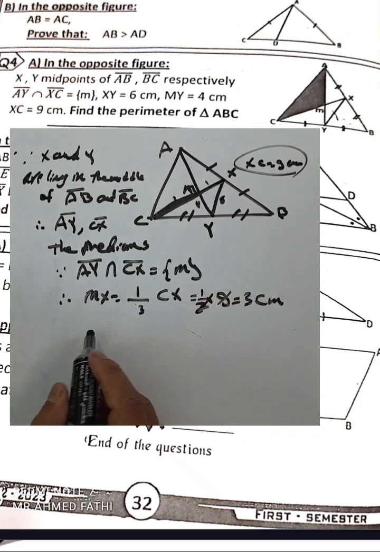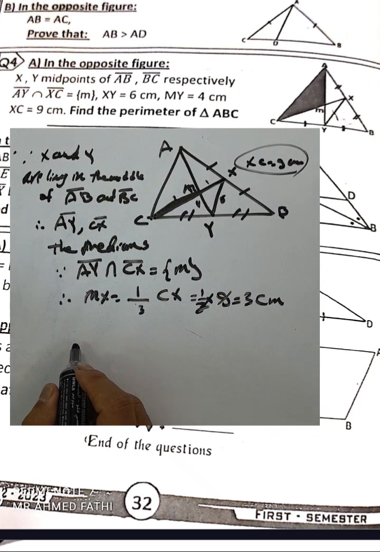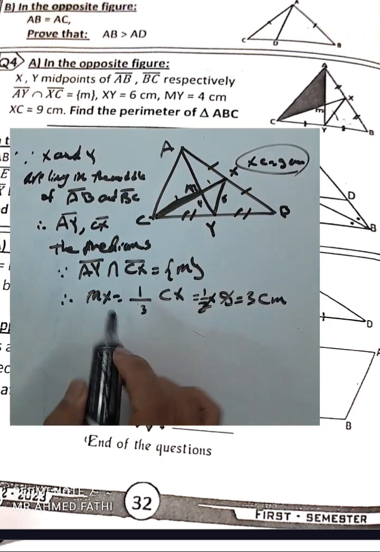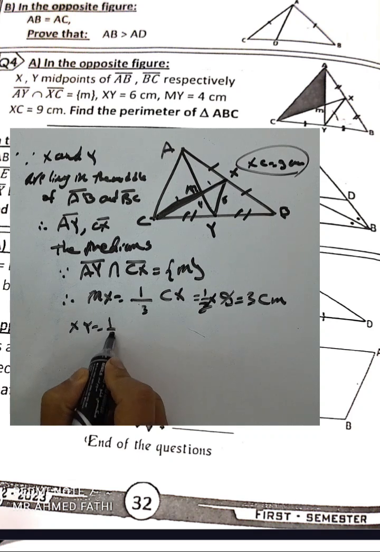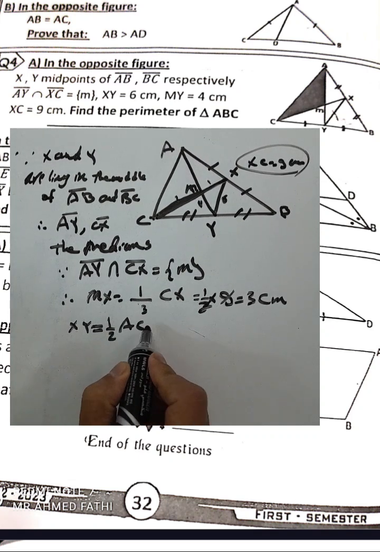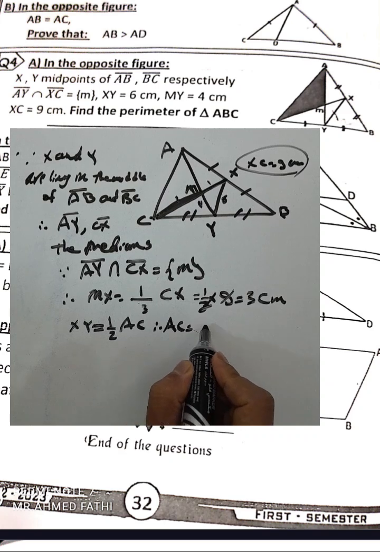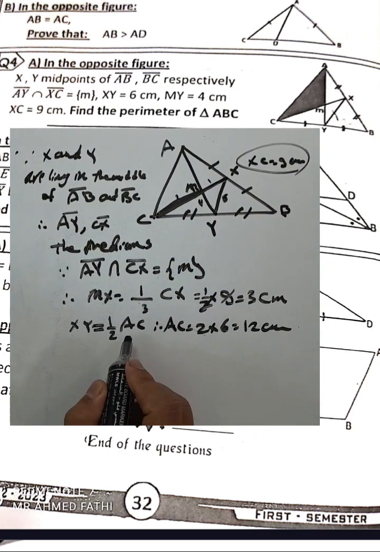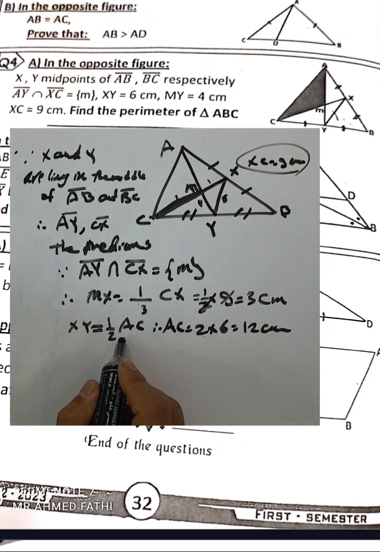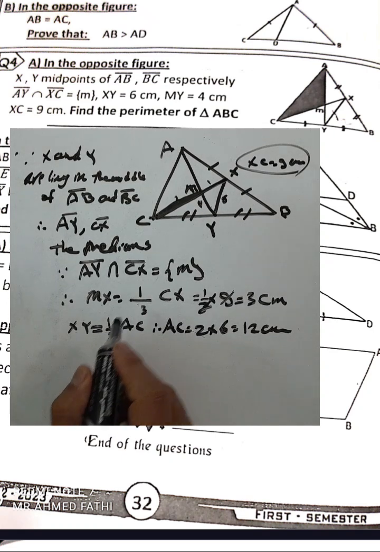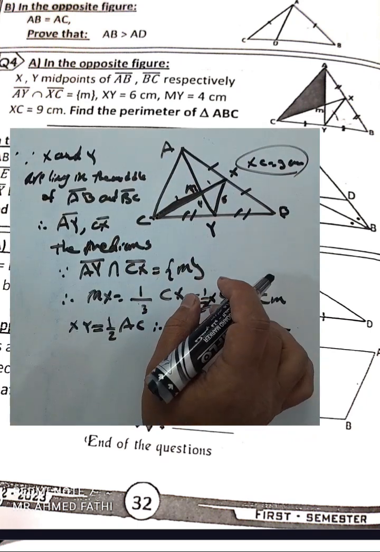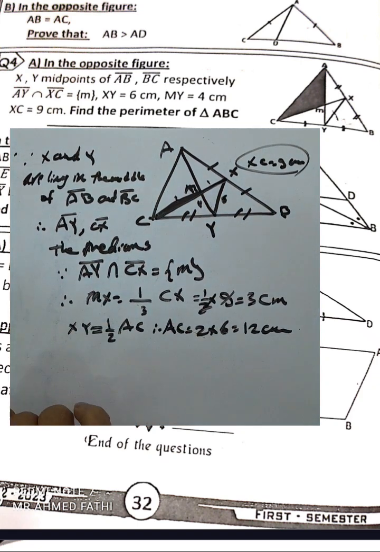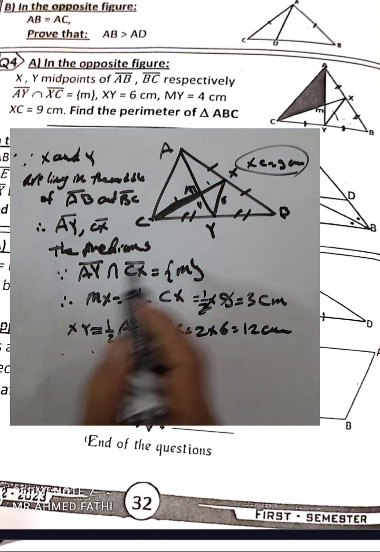This is the length of MX, and we can find the length of what? AC, because XY will be equal to half of AC. Then AC equals 6 times 2 equals 12 centimeter. And then you can find the length of what? Of AB. We have here 4 centimeter. MY, okay, then you can find the perimeter of the smallest triangle here.